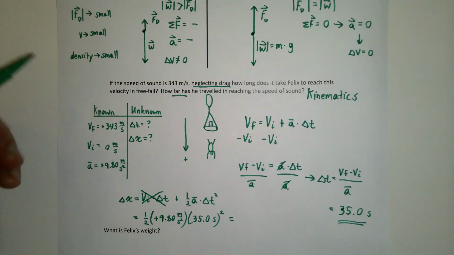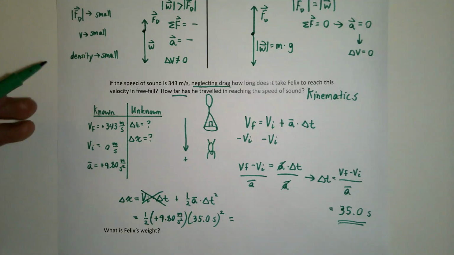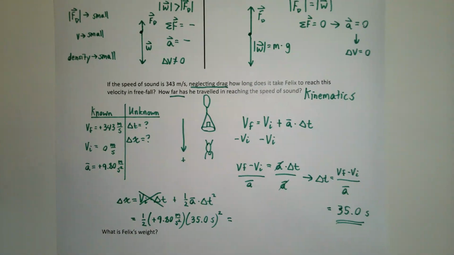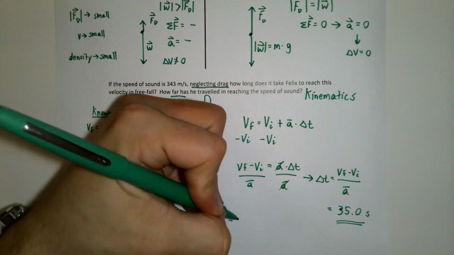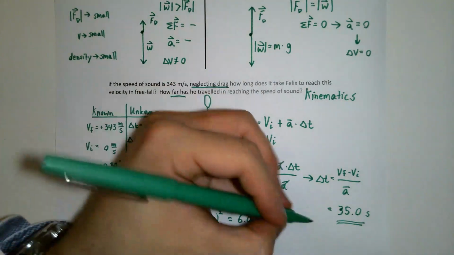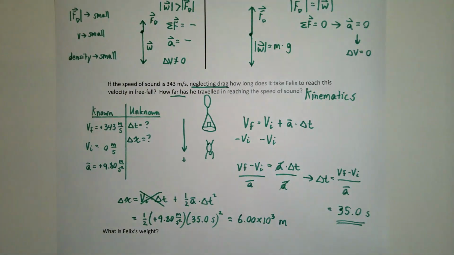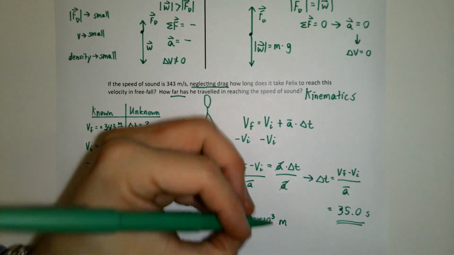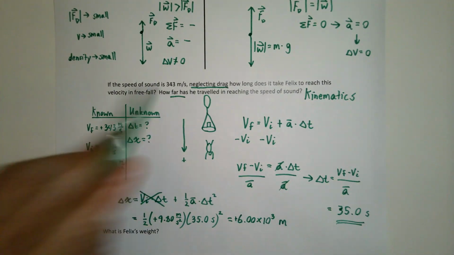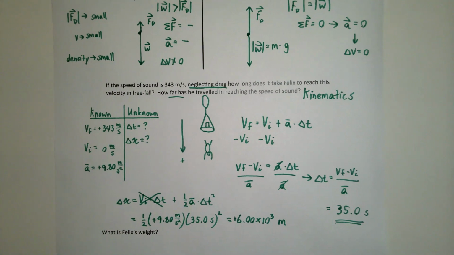I can't just write 6,000 because 6,000 has only one significant figure in it. So I have to use scientific notation: 6.00 times 10 to the third meters. That would be his displacement, specifically in the positive direction. That would be how far he traveled in a period of 35 seconds. Over that period of time, he reached the speed of sound, 343 meters per second.